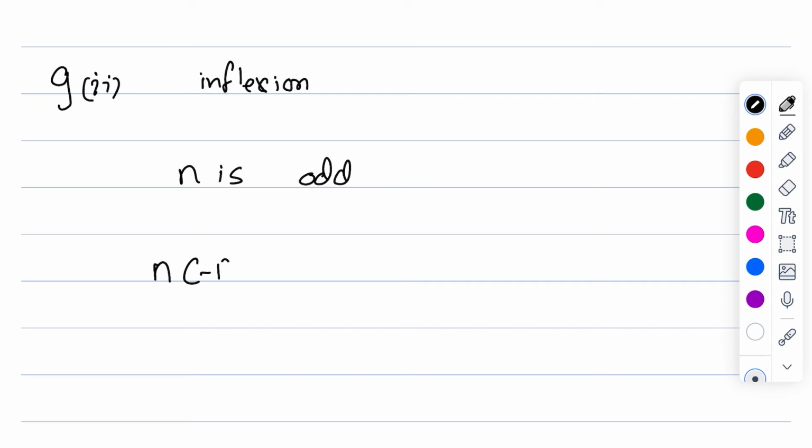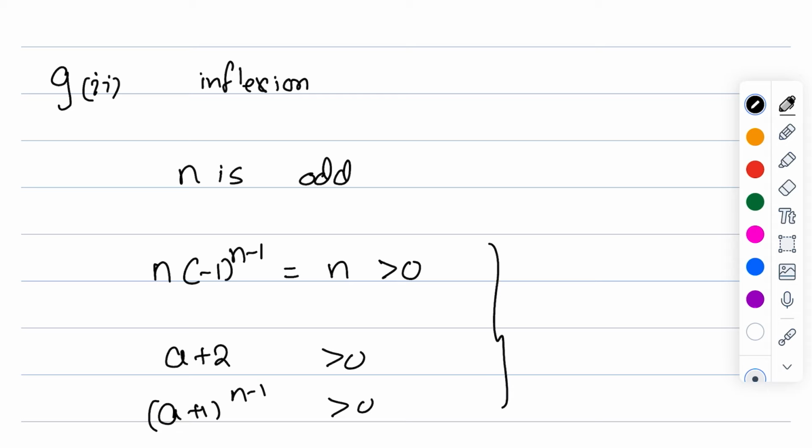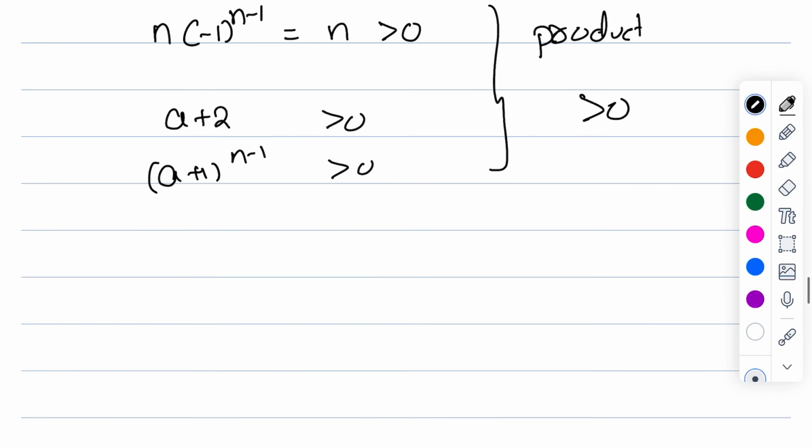n times negative 1 whole power n minus 1 will become a positive number, which is equal to n. If at all it is odd, it's a positive number. So a plus 2 is a positive number. a plus 1 whole power n minus 1 is also a positive number. Now the product of all these three is nothing but what? Positive.